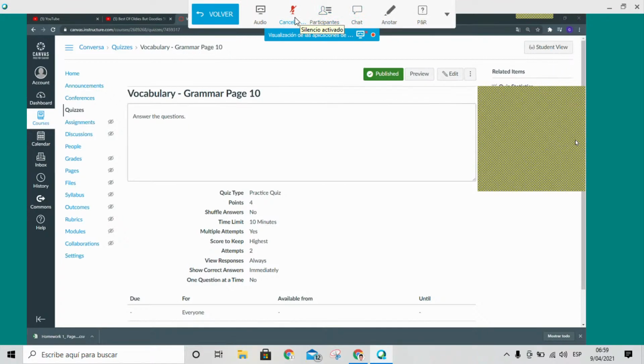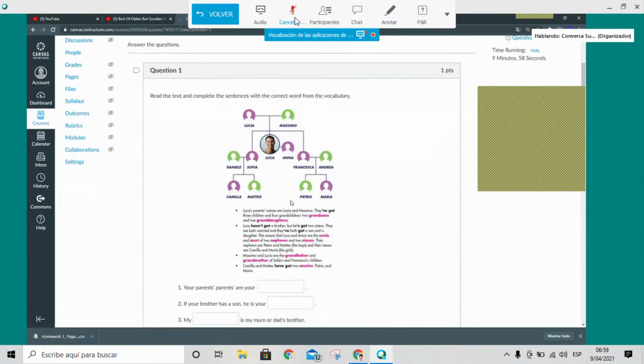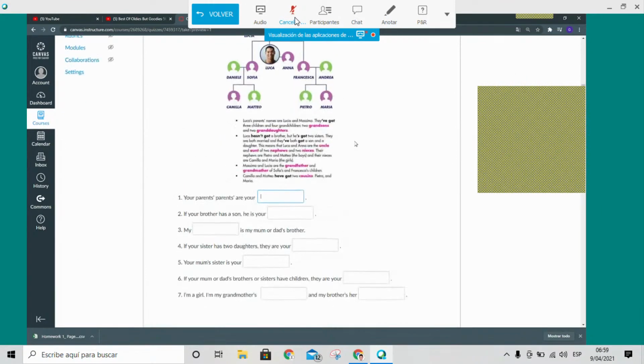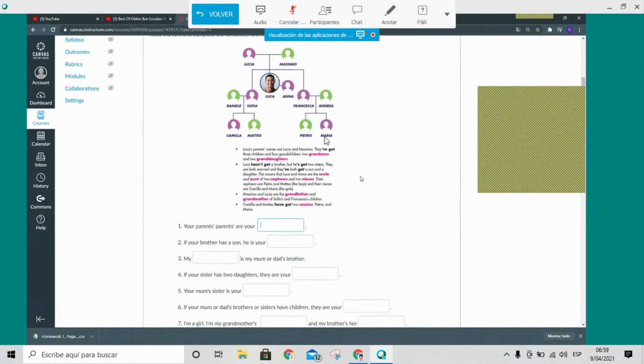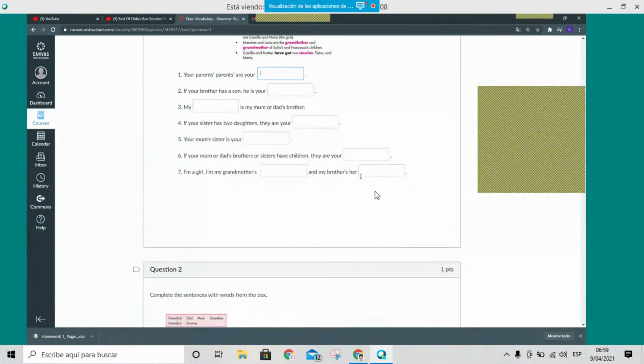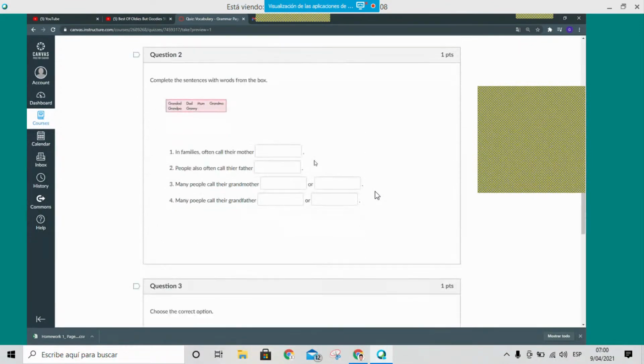So now, what you have to do is this. Read the information and write here the word that corresponds. Grandmother, mother, son, cousin, daughter, etc. Here you have these words, okay? And then you have to use the words to complete this sentence. Okay?